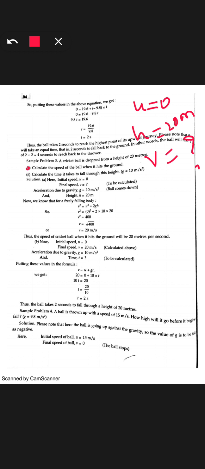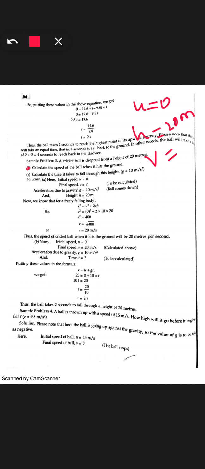So we will have to find it. h is given, u is 0, and we have to find v. So what is the equation that we will use? Because in the first and the second equation there is the value of t, but we do not have the value of t, so we will be using the third equation of motion, that is v square is equal to u square plus 2gh. Using this equation we will find the value of v.